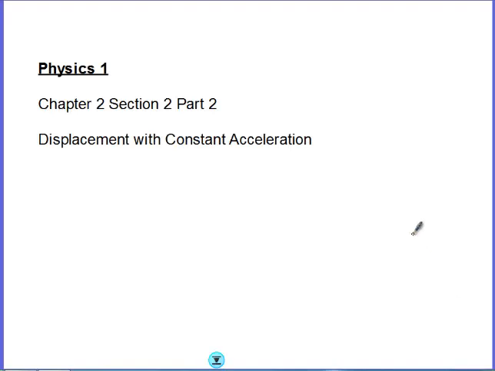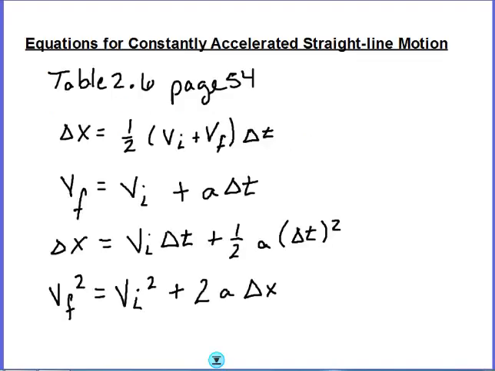Welcome to Physics 1. This is Chapter 2, Section 2, Part 2, where we're going to be dealing with displacement with constant acceleration. So far we've only had a couple equations dealing with speed and acceleration. We've added a couple of equations here that we need to make sure we have on an index card so we can reference for our quizzes. And this is table 2.6 from page 54.